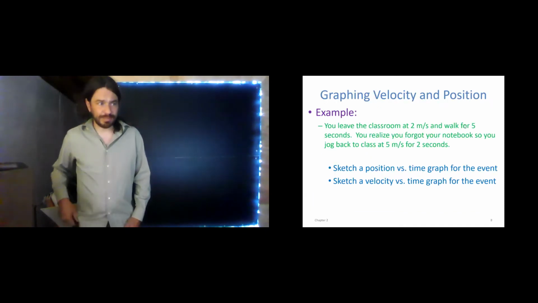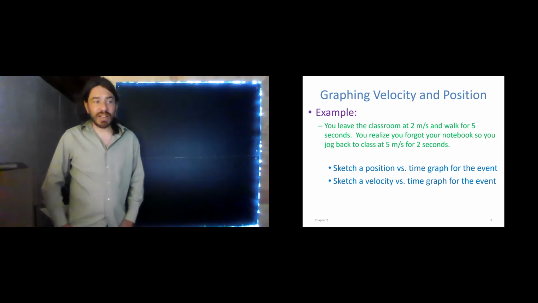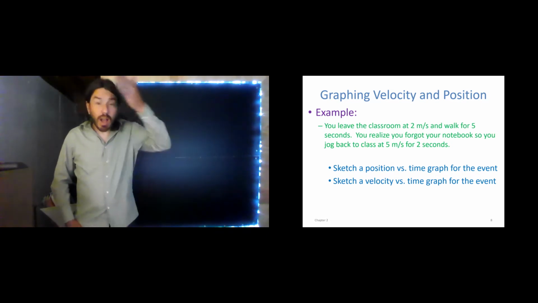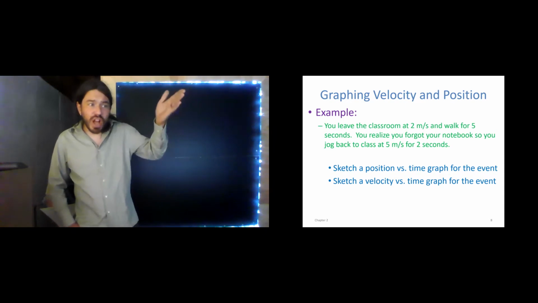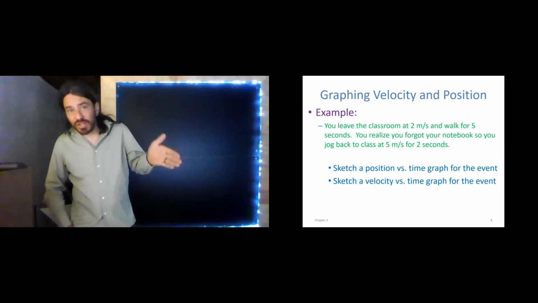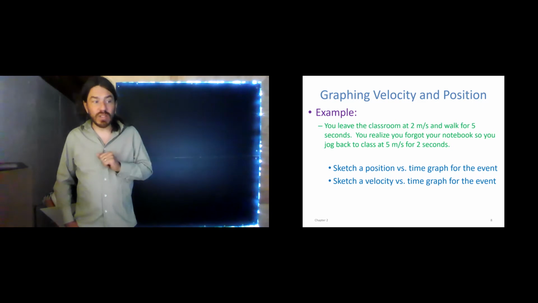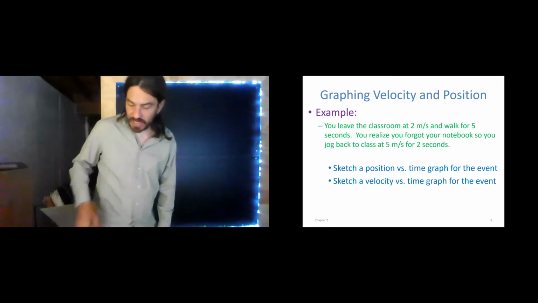Let's do a quick example. You leave the classroom at 2 meters per second and walk for 5 seconds. Oh, I forgot my notebook. So you jog back to class at 5 meters per second for 2 seconds. Sketch a position versus time graph for the event. And then when we're done with that, we're going to sketch a velocity versus time graph for the event.